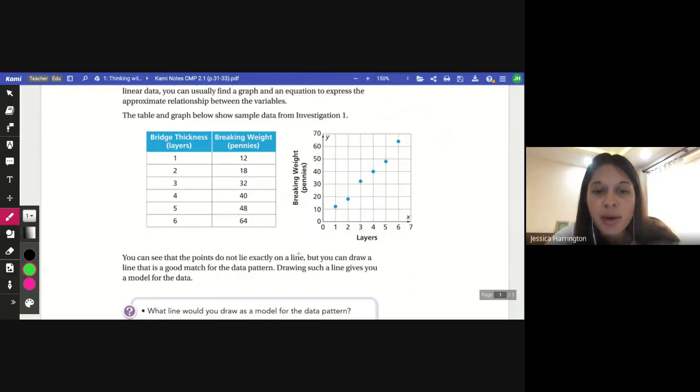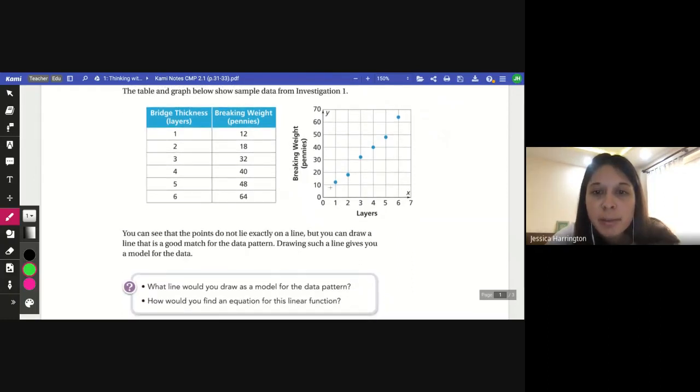So what line would I draw as a model for this data pattern? I know that if it's 0 layers thick, it can hold 0 pennies, so it might start here. If I had a ruler, this would be much better. Is there a line thing on the side of this? No, so I'm just going to go at it as best I can. I predict my line might be something like that, and that's just my estimate of the linear function.